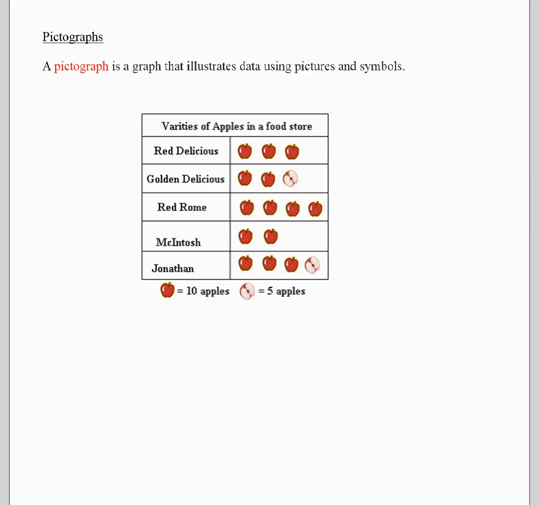So in this tutorial, you're going to learn about how to make a pictograph. And the pictograph is a very interesting graph. It's not one that's used very commonly, but it's a fun one to make. It's a graph that's represented using pictures.